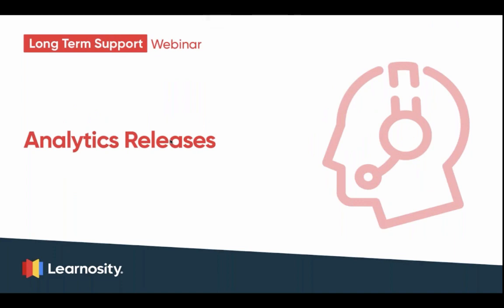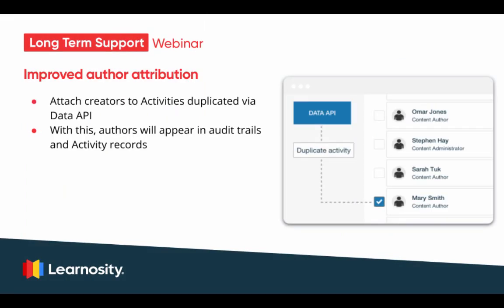We'll move on now to our analytics releases and dive into some of the improvements we've made in the product there as well. First up, one of the first changes is an improvement to the data API in terms of our duplicate calls. So previously, when you used duplicate against either an activity or an item, the item or activity would be duplicated and we create new copies of that, but we didn't correctly attribute that duplication to an author.